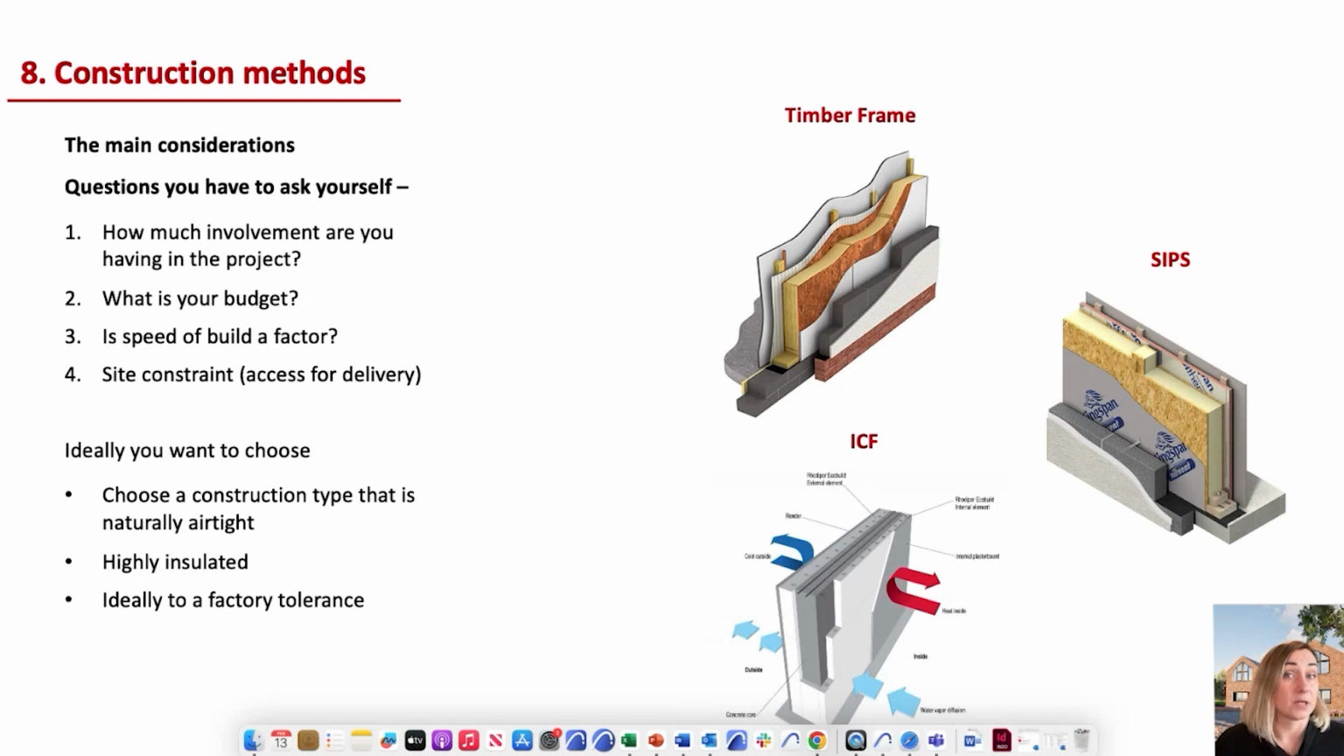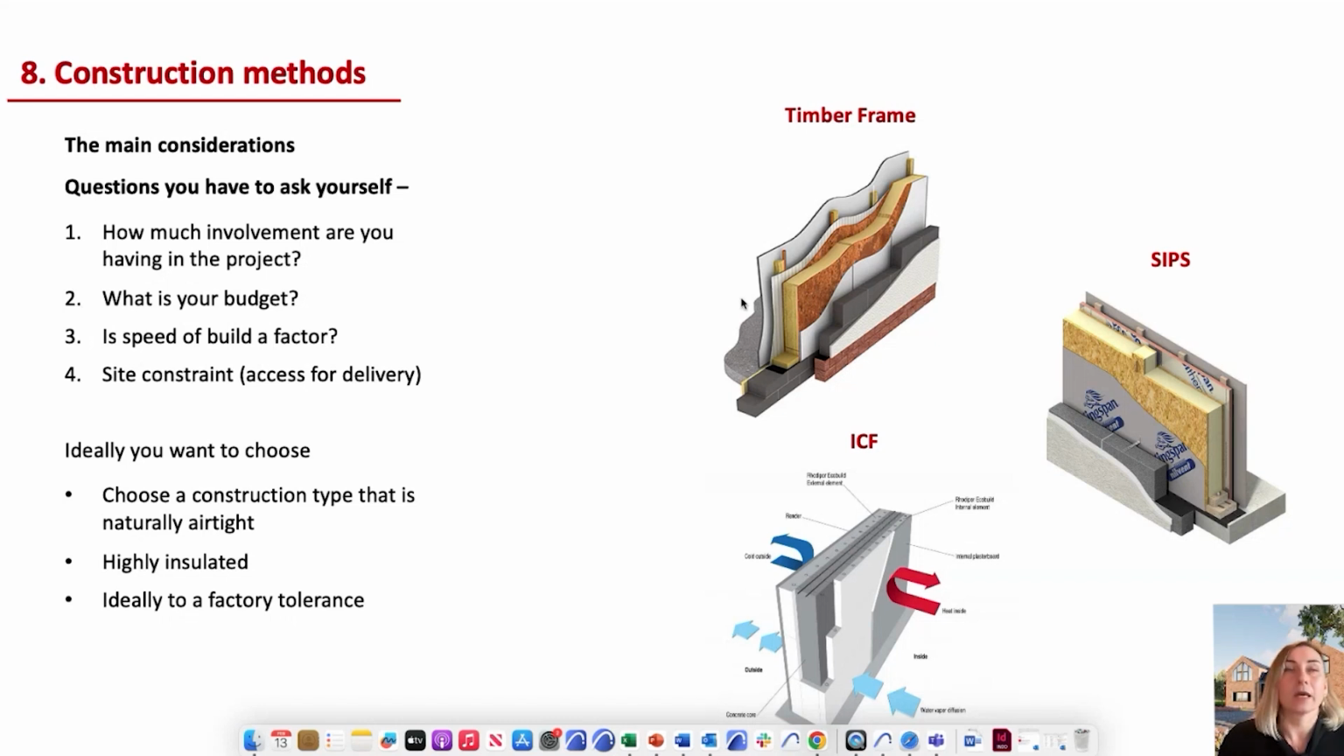So some are naturally airtight, and some have continuous insulation internally, and it's much easier to avoid any errors on site while building with those methods, particularly if they are factory made. There are other considerations that you can see on the screen on your slide, questions that you need to ask yourself, and that will help you in that construction choice as well.